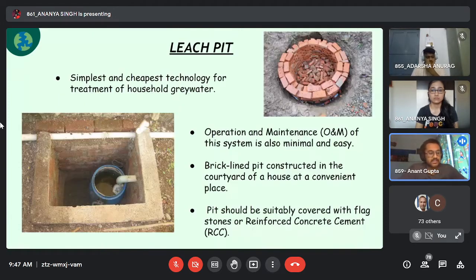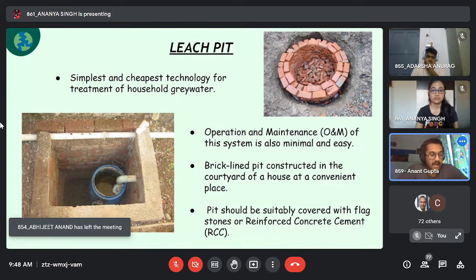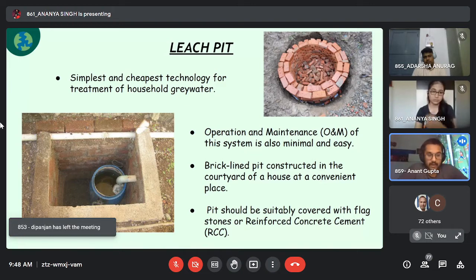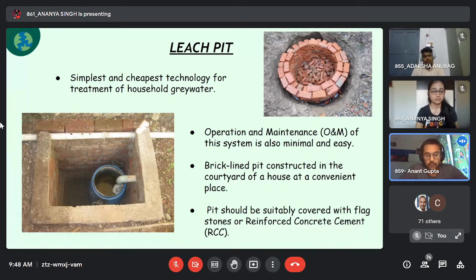The first is leach pit. It is the simplest and the cheapest technology for treating grey water. It requires minimal space. Operations and maintenance is also minimum and easy. This process requires a brick-lined pit constructed at a comfortable place in your house. The grey water from your house should be directed to this pit. A silt chamber can be an added advantage to avoid any solids entering the pit. The pit should be suitably covered with black stones or RCC cement.